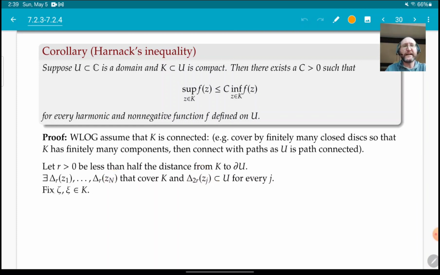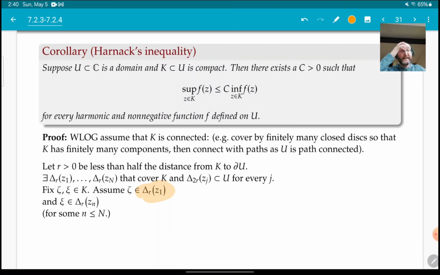So now fix two points on K, zeta and xi. And we're going to try to control the value of one in terms of the value of the other, right? So we can reorder these disks, we just relabel for the purposes of the following computation. So for any two points, we're always going to relabel. Because these disks cover K, zeta is in one disk, so let's call it the first disk. Let z1 be the first center point, the one that contains zeta, and then we're going up to N disks, and xi is going to be in the Nth one.